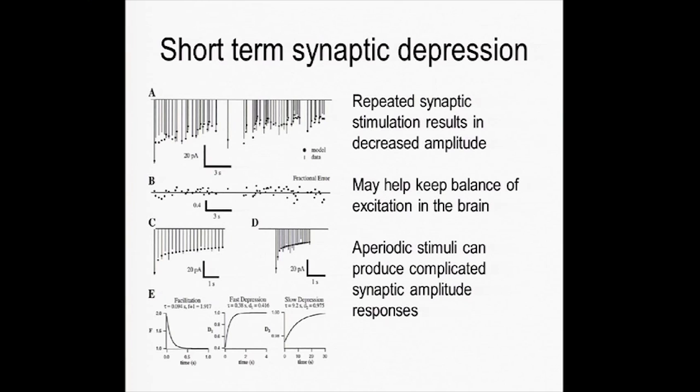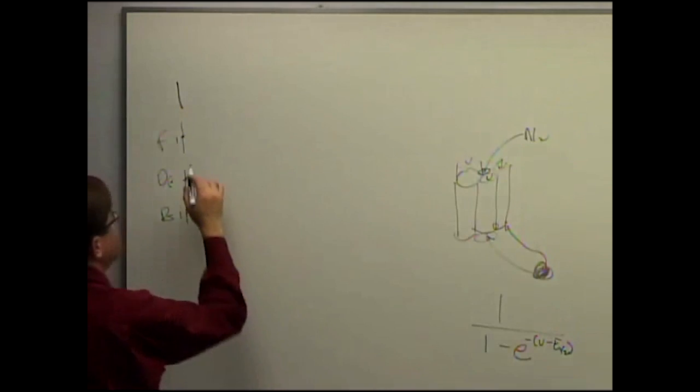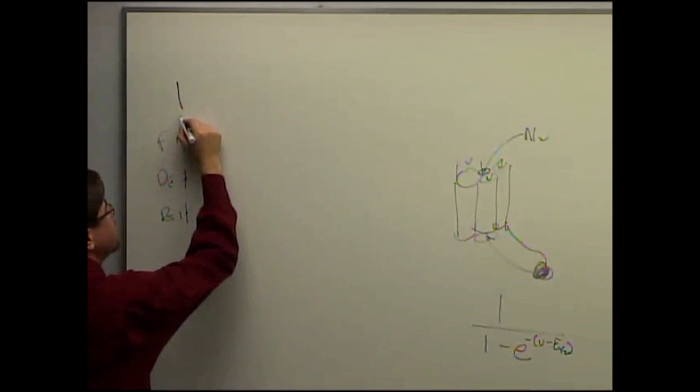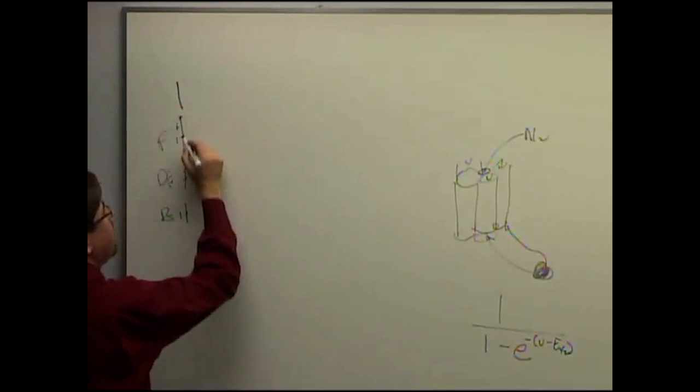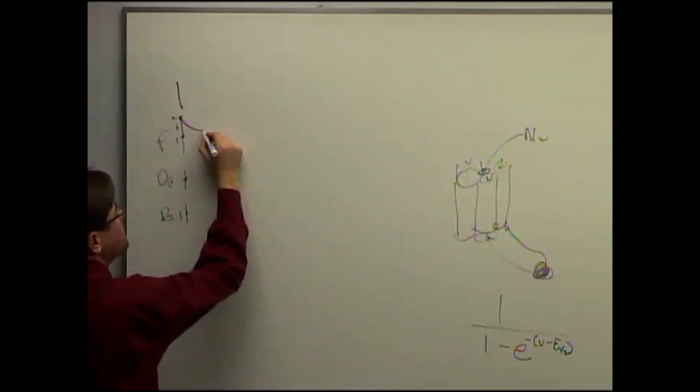I feel like I've done a terrible job describing that. So we stimulate here, and then we have a facilitation, a fast depression, and a slow depression, and each one of these starts off at 1, and we add some kind of value to it. So this is facilitation. This automatically bumps up to 2 right here, and then it's decaying away with some kind of time constant.